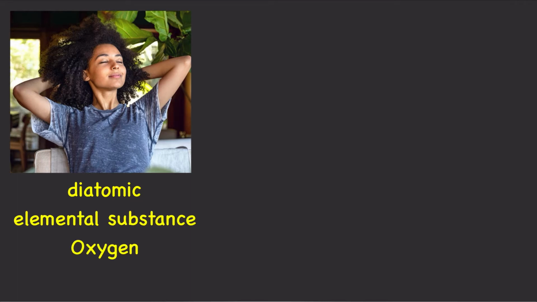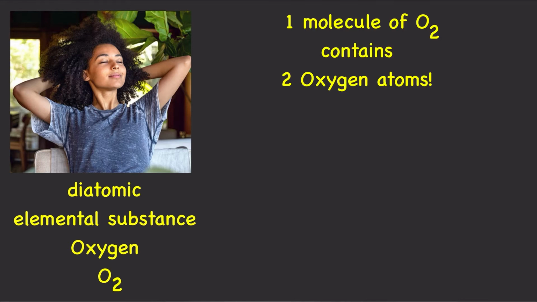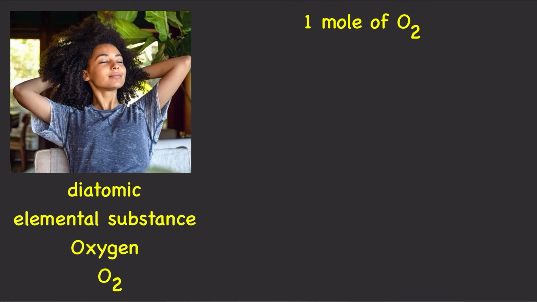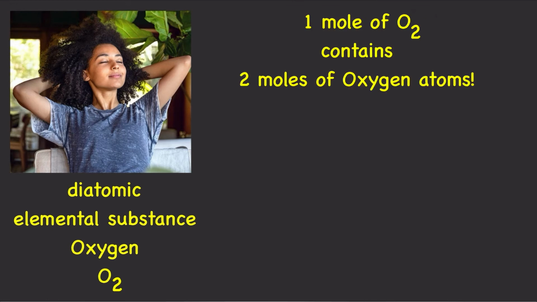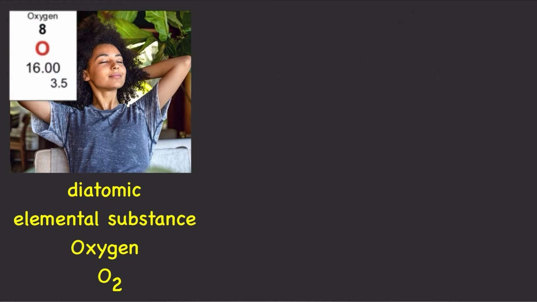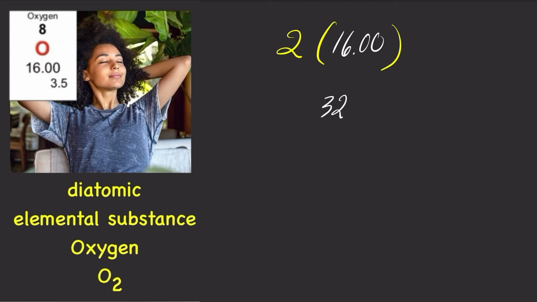The air that we breathe in is a mixture of different gases, and it happens to contain the diatomic elemental substance oxygen, written as O2. Since each molecule of oxygen contains 2 oxygen atoms, a mole of O2 would contain 2 moles of oxygen atoms. And from the periodic table, we see that the mass in grams for 1 mole of oxygen atoms is 16. So, the molar mass of O2, which contains 2 oxygen atoms, will be twice this amount. In other words, the molar mass of O2 is 32 grams per mole.